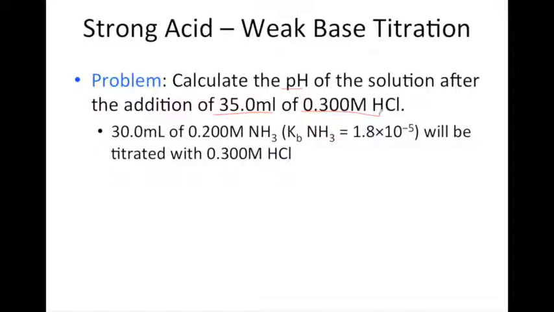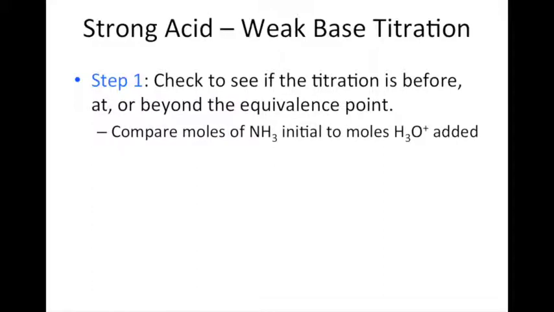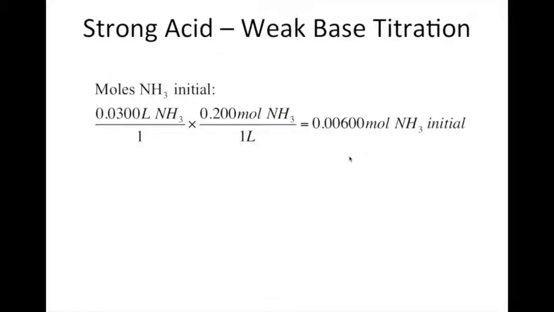Okay, so the first thing we need to do, we've added 35 milliliters of our acid. Let's see if that puts us before, at, or beyond the equivalence point. So we want to compare the moles of ammonia that we started with to the moles of acid that we've added. That's going to tell us where we're at on our titration curve.